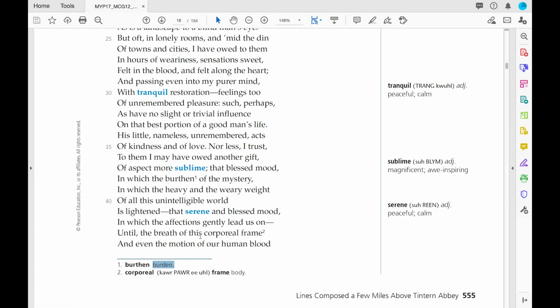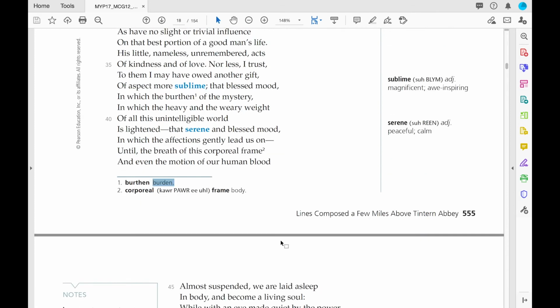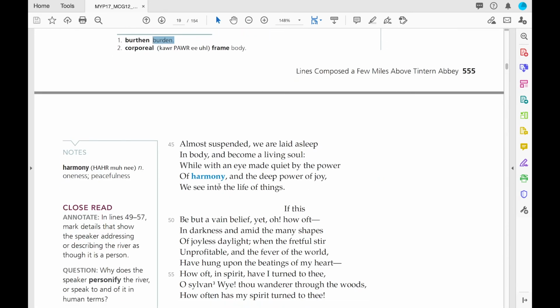"and even the motion of our human blood almost suspended, we are laid asleep in body and become a living soul. While with an eye made quiet by the power of harmony and the deep power of joy, we see into the life of things."